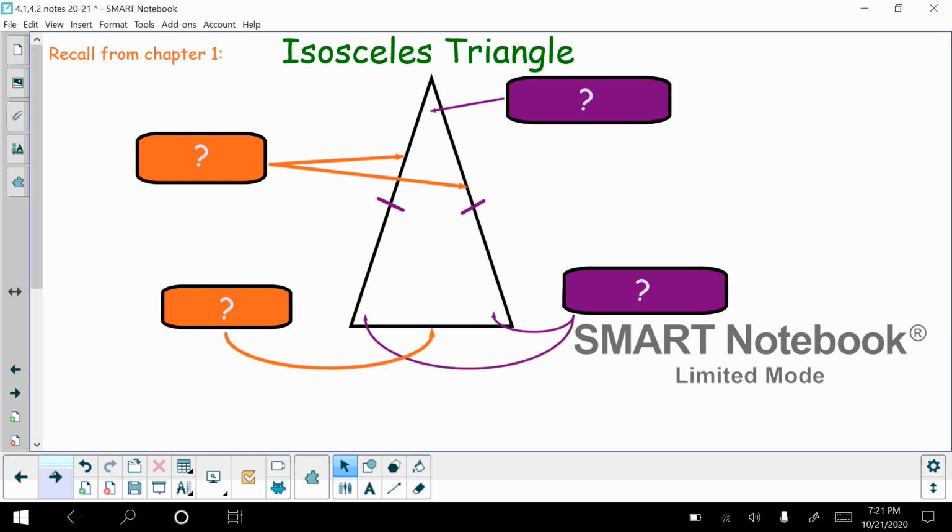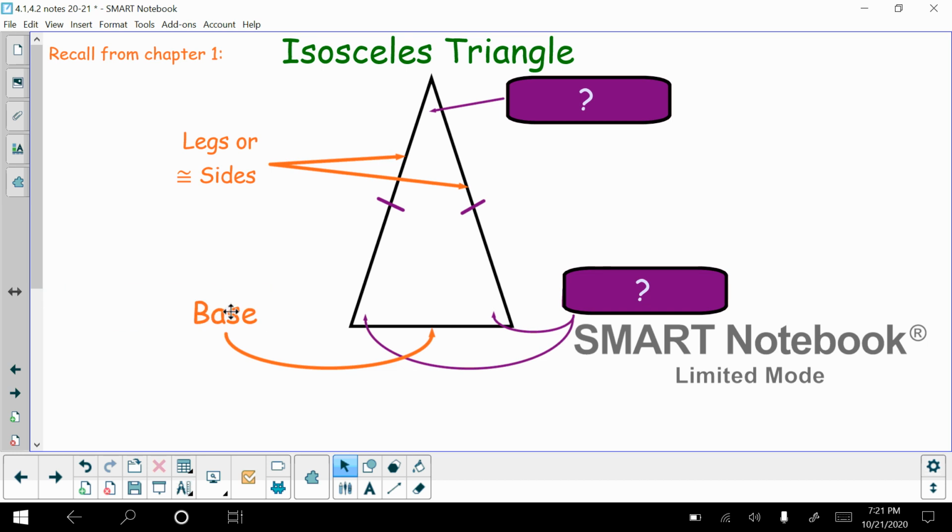And there were some terms that we called a couple of particular parts. The two congruent sides, sometimes we refer to as the legs or just congruent sides. The other side, the non-congruent side, we refer to as the base. And again, not because it's at the bottom, it's because it's the non-congruent side, okay? Because if you turn it upside down, then the base is at the top.